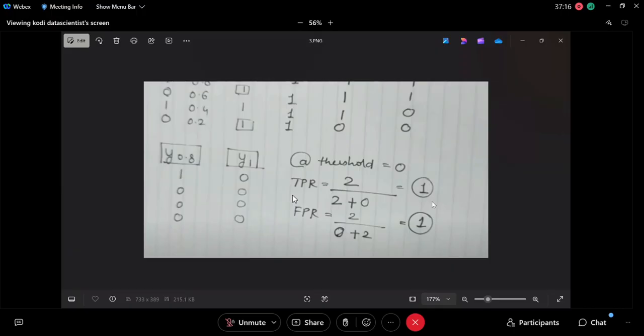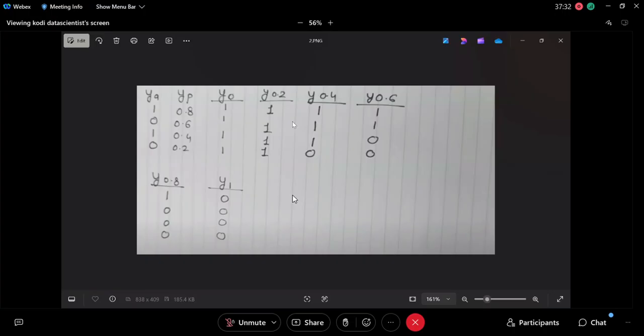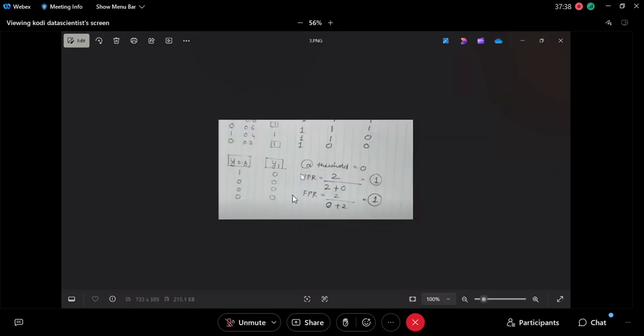Did you get the output, guys? Did you understand how exactly it works? Everybody clear? Online team? TPR is 2 by 2 plus 0, which is 1. FPR is 2 by 0 plus 2. What is false positive? In here, actual 0, predicted 1, false positive. There are 2 false positives, isn't it? And the rest of them.